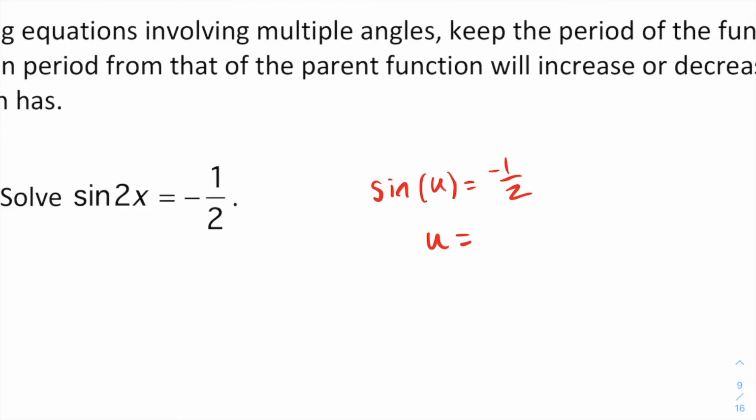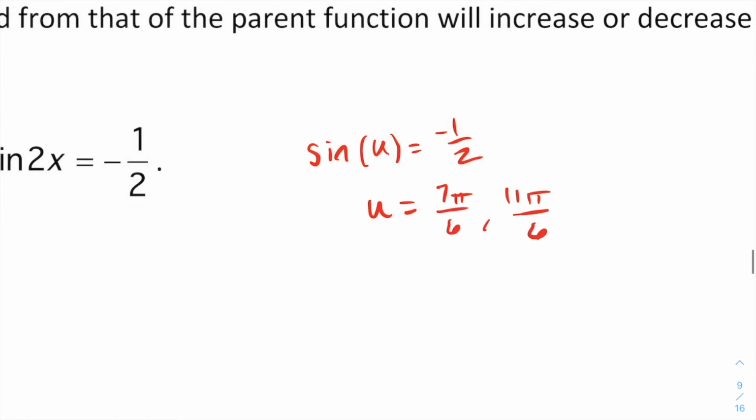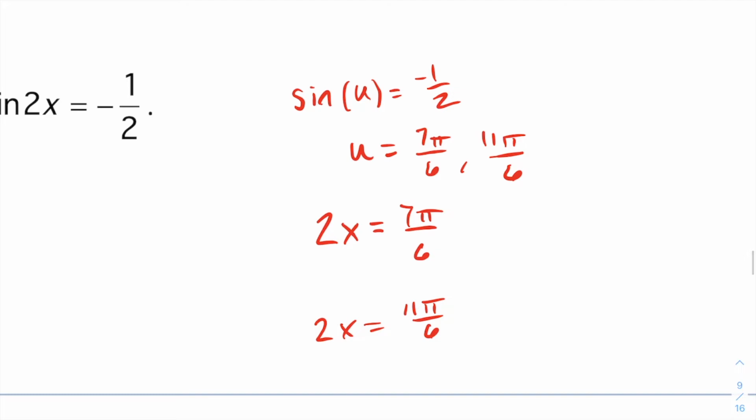Sine of what gets us negative half. Those are going to be in the bottom quadrants there. I think that's 7 pi over 6, and then also 11 pi over 6. And then since we had a 2x there, we're going to say 2x is equal to 7 pi over 6. And then also you could write 2x is equal to 11 pi over 6. Okay.